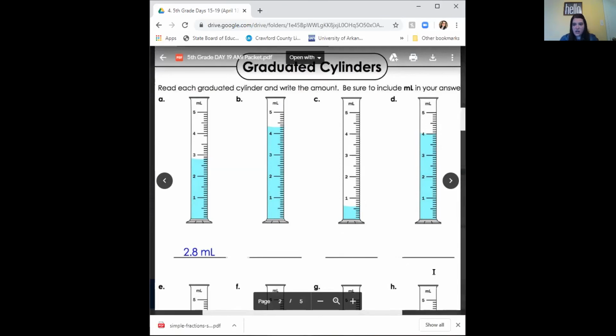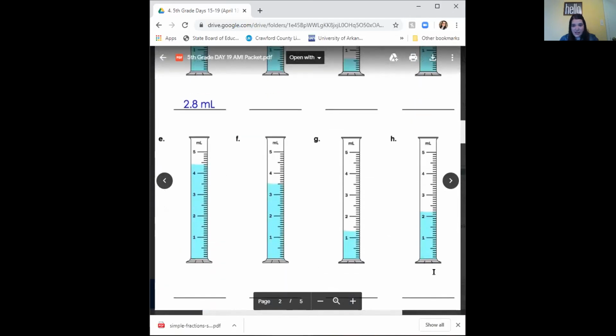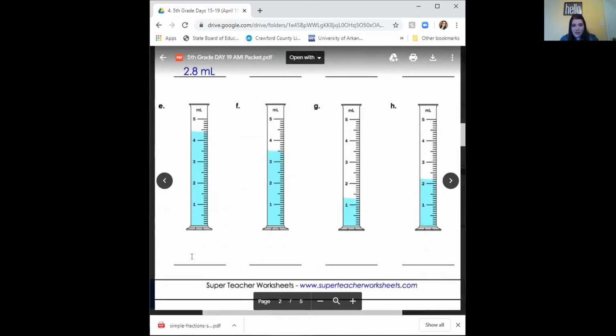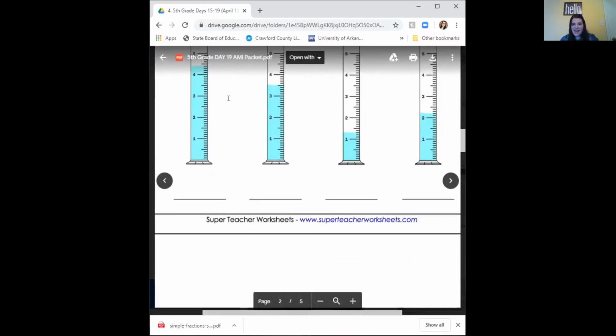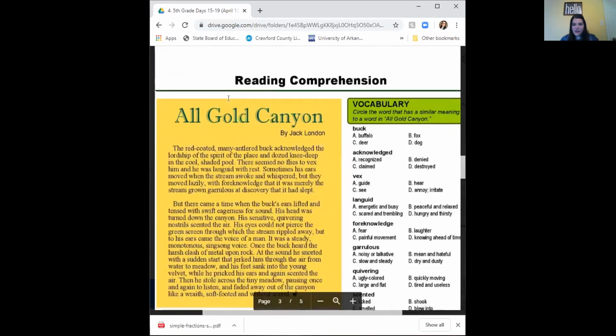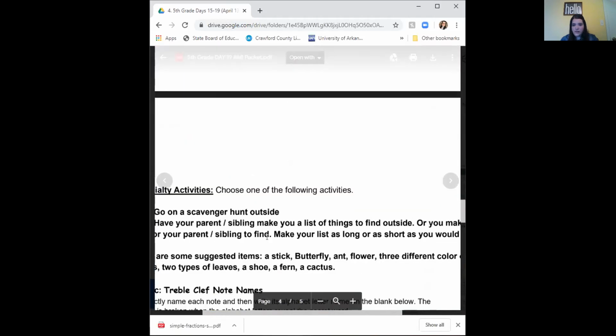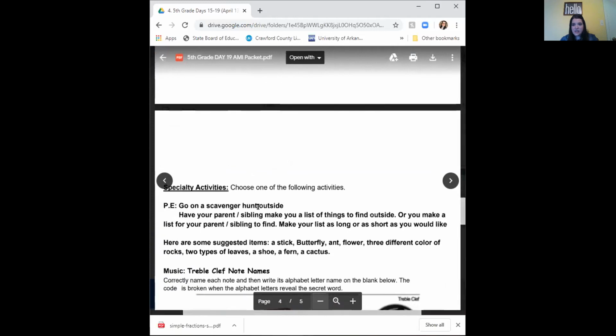So you just continue to read those little graduated cylinders and write how much is in them. And remember to put the ml at the end for milliliters. So that is your science worksheet for today. And then after science, you're going to choose one of your specialty activities to do today.